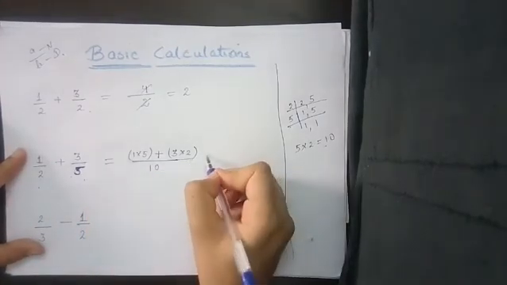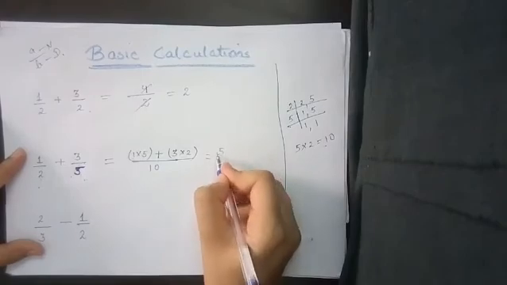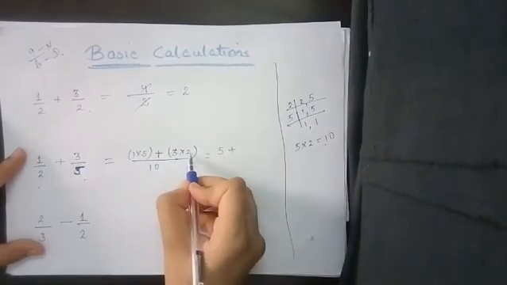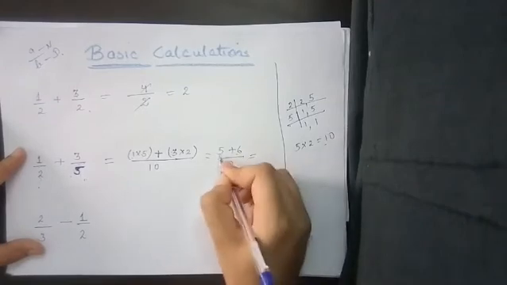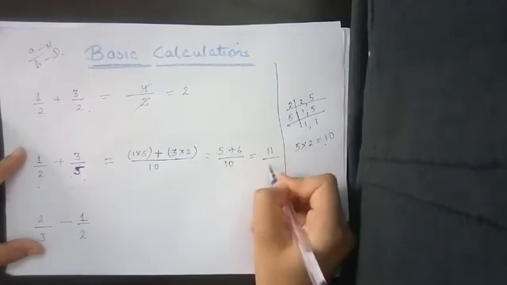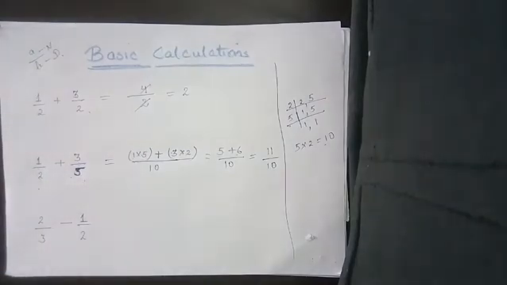Now you will solve the brackets first. 5 into 1 is 5 plus 3 into 2 is 6 upon 10 as it is. 6 plus 5 is 11. 11 upon 10 is the answer.